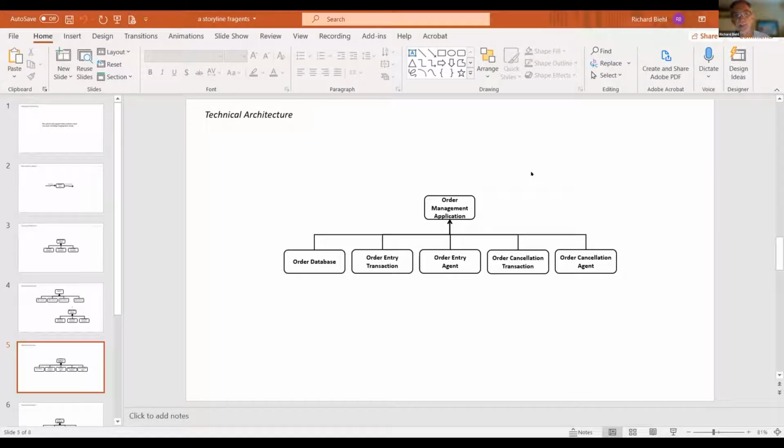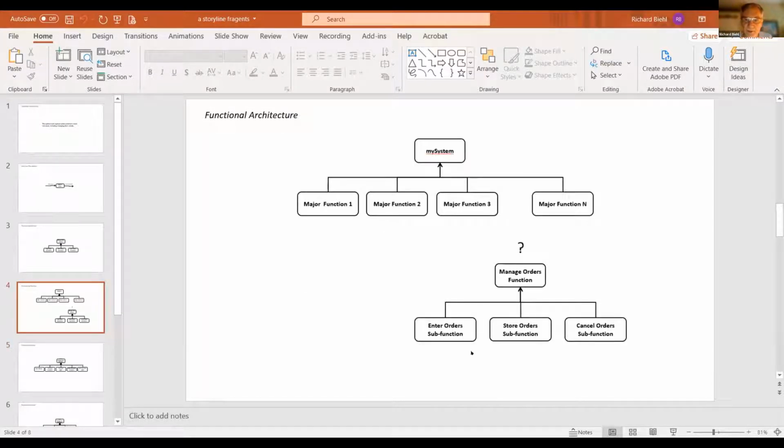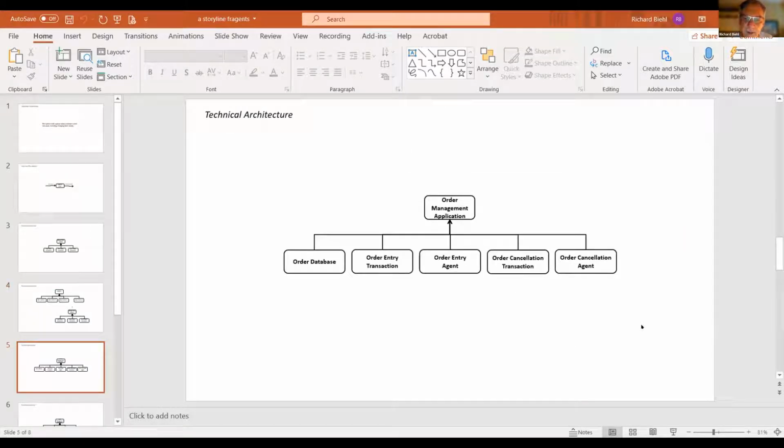So I have a function back in the functional architecture. I have to be able to store orders. So here in the technical architecture, I'm going to include an order database within which I'm going to do that. And the functional architecture had 2 types of other sub-functions I have to be able to do for those orders: enter orders and cancel orders. So those are functions. What I have to do is enter orders and cancel orders. How I'm going to do it is the job of the technical architecture.